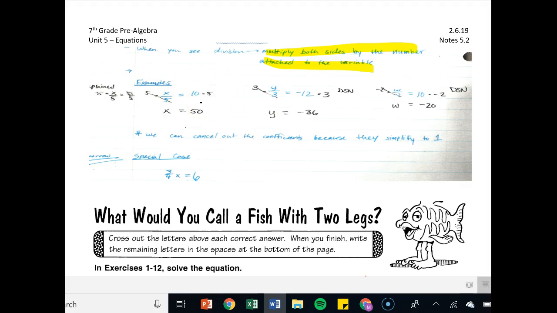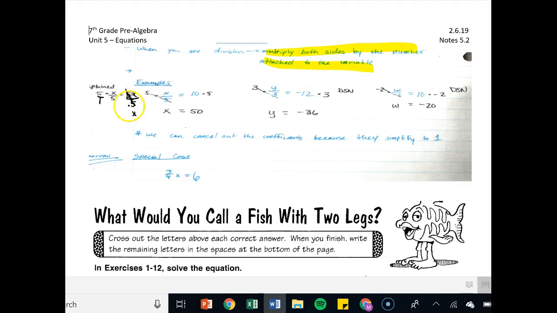Now, to explain why this works out, why these cancel out, I want to real quickly do kind of a long method here. So you've got 5 over really 1 times x over 5. Well, what is 5 times x? That's 5x. And what is 1 times 5? That is 5. Now you ask yourself, what is 5 divided by 5? It's 1. So that's why we're just left with x.